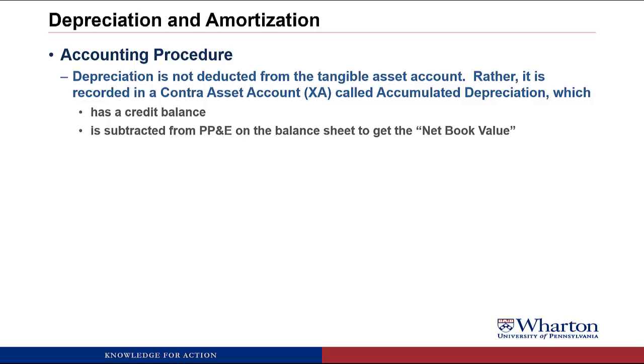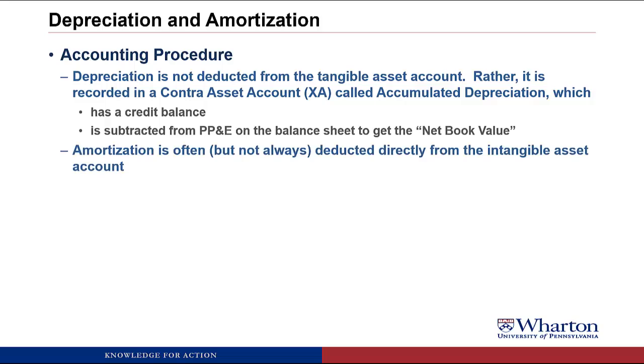I think contra is a Latin word which means something like it has the balance on the opposite side of where you'd expect the balance to be based on where it is on the balance sheet. In other words, assets normally have debit balances, so they're increased with debits. A contra asset would have a credit balance and be increased with a credit, because essentially a contra asset is keeping track of reductions in a companion asset account. Then what we'll see is when we put together the financial statements, the accumulated depreciation will be subtracted from property, plant, and equipment on the balance sheet to get something called net book value.